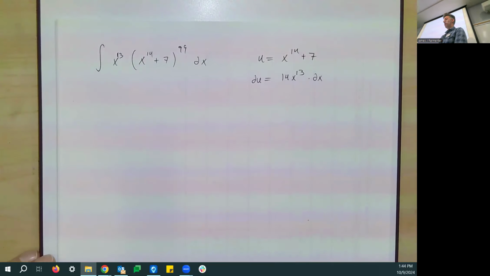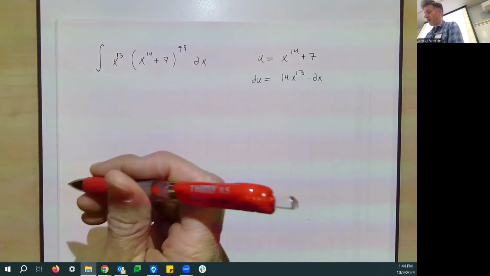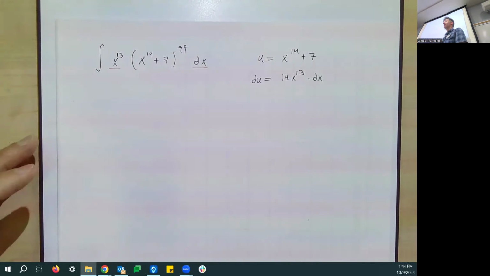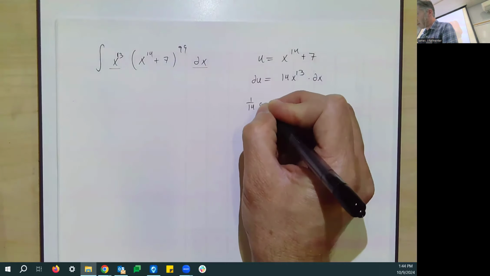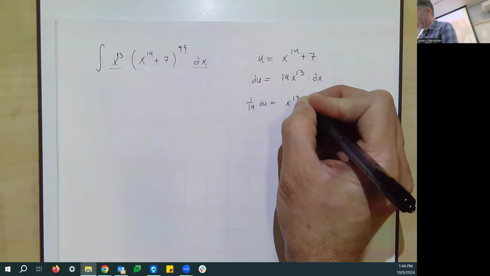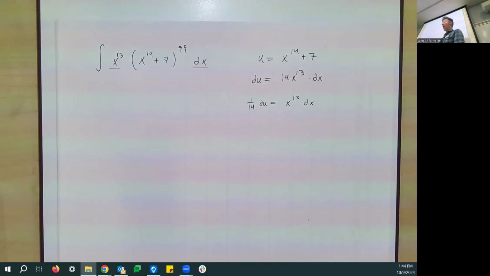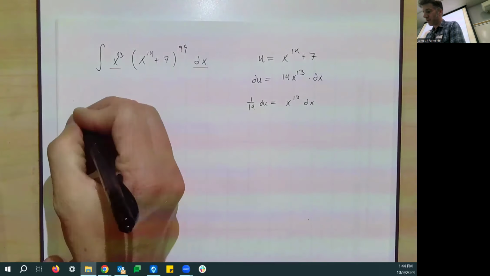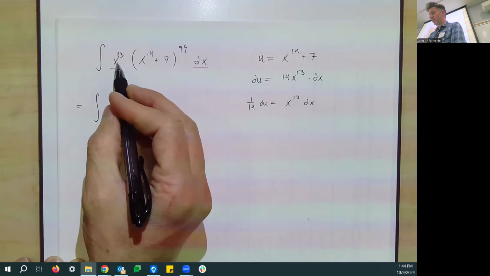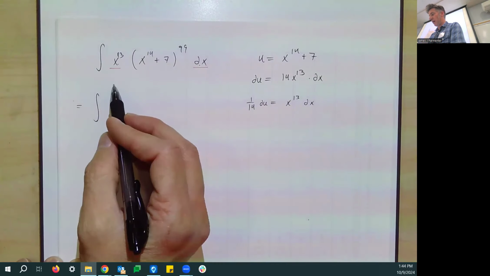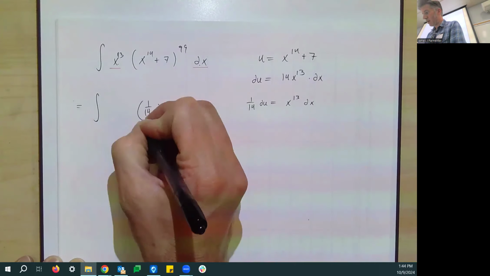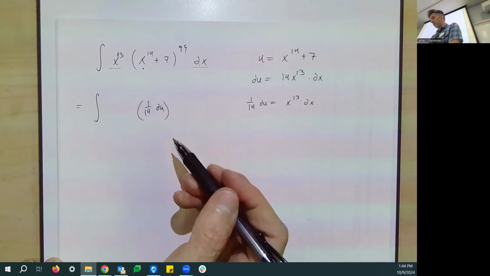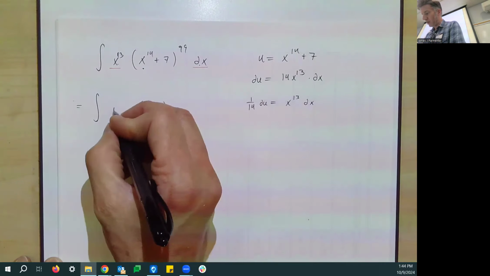So I would notice in my integral that I have x to the 13th times dx. I don't have a 14, so I'm going to divide both sides by 14. That's a perfectly fine way of doing it. And say that 1/14 times du is equal to x to the 13th times dx. So I would choose to rewrite this integral as the integral of x to the 13th times dx in red gets replaced by 1/14 times du. And then the x to the 14th plus 7 gets replaced by u. So I have u to the 99th power.